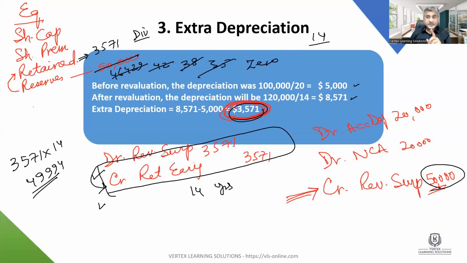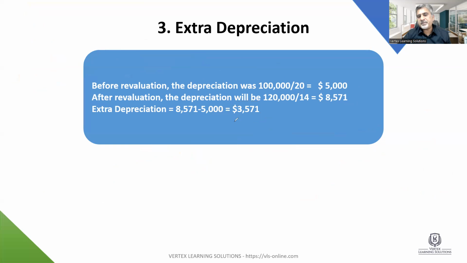So that is an important concept. I have explained it in detail, at least I tried to explain it in detail. If you do not understand, please repeat the video once more, okay? So this was the concept. Actually, I have explained to you, there were 4 points. Third point was extra depreciation, and fourth point was revaluation account. I explained both of them on this slide. So this slide was about extra depreciation. Answer is 3571.